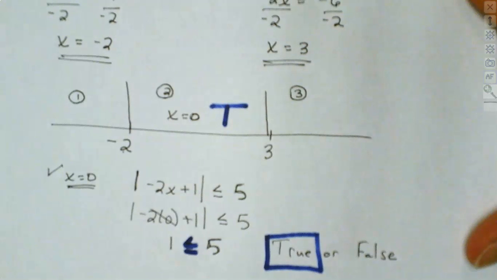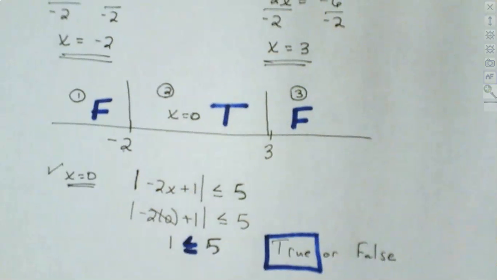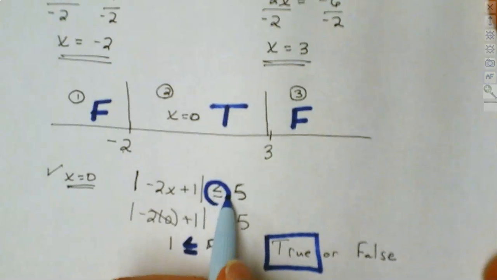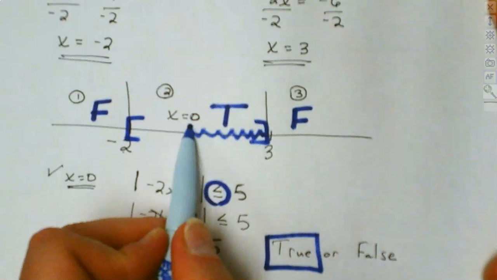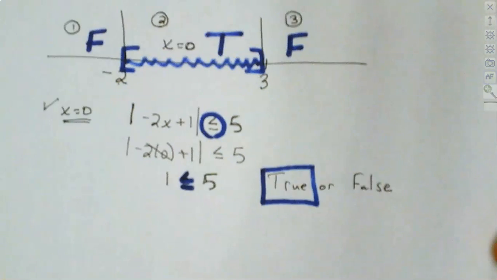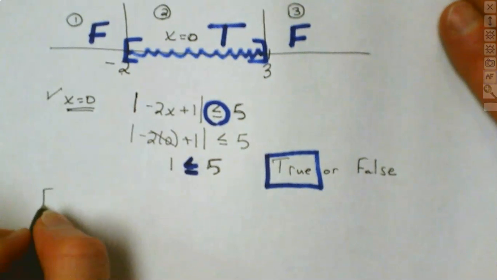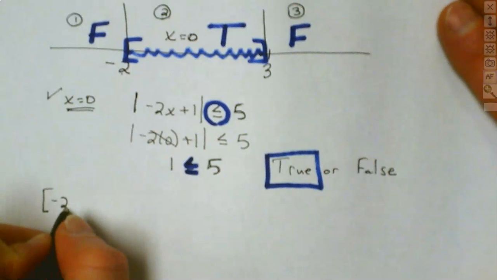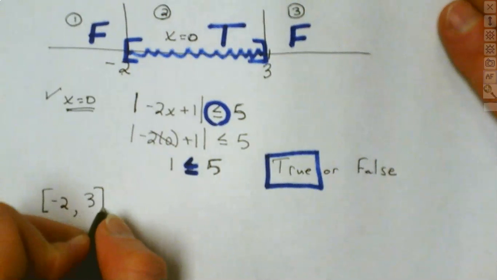Yep, we know it's true in the middle, so then the edges must be what? False. Are we going to be using square brackets or parentheses in the middle here? Yep, because of this, right? And now we've got it. There's our graph. And what does our answer look like in interval notation? Well, it looks like -2 with square brackets, comma 3 also with a square bracket.